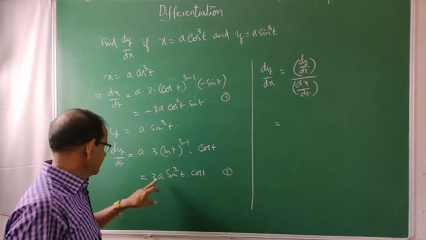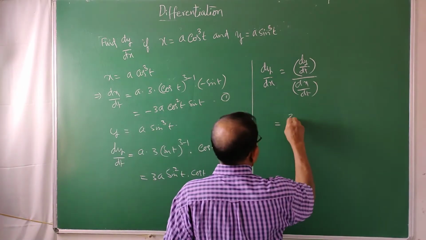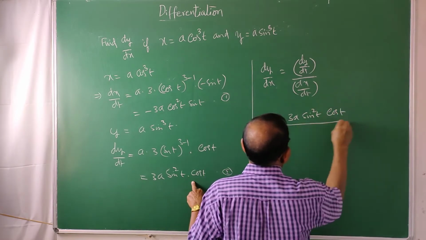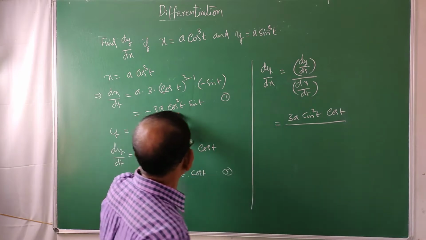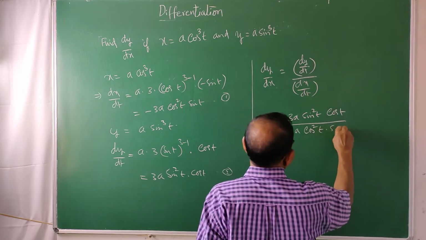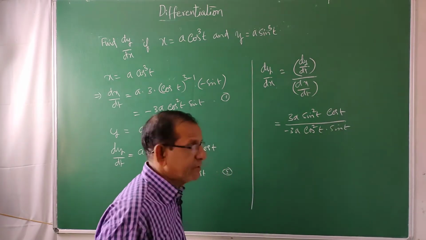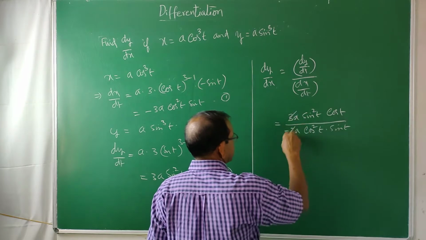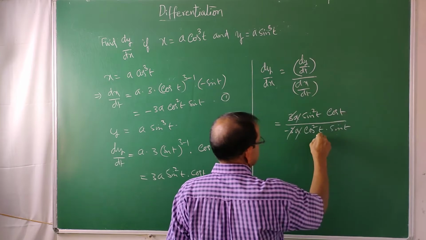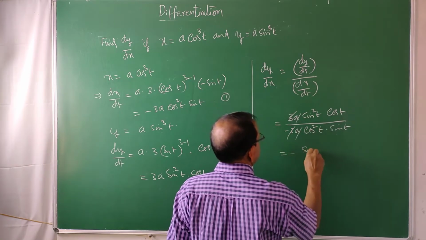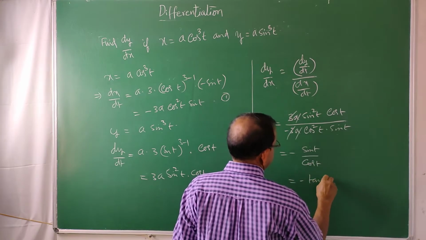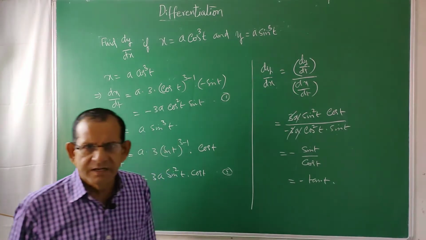What is dy by dt? 3a sin square t cos t, by, this is minus 3a cos square t sin t. You can cancel the common terms of numerator and denominator. 3 is cancelled with 3, a is cancelled with a. 1 sin t is cancelled, 1 cos t is also cancelled. Remaining terms are minus of sin t by cos t. So the answer is minus tan t. That is the value of dy by dx.